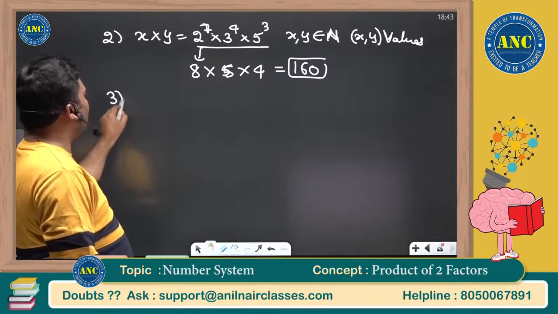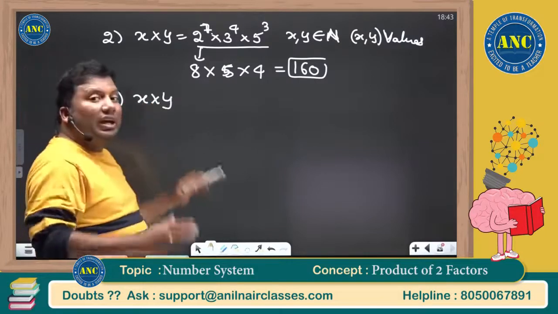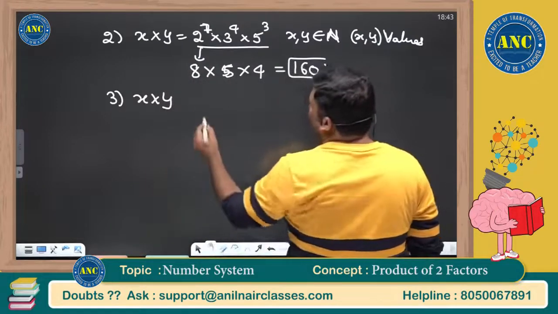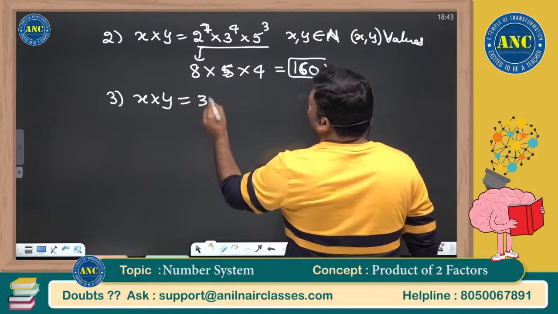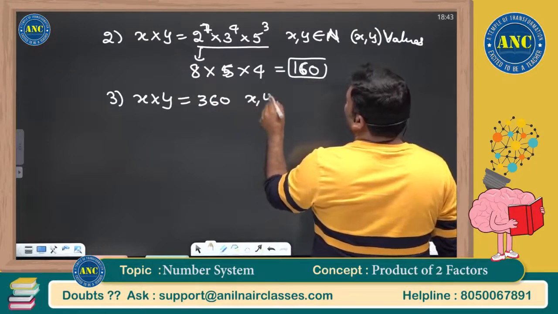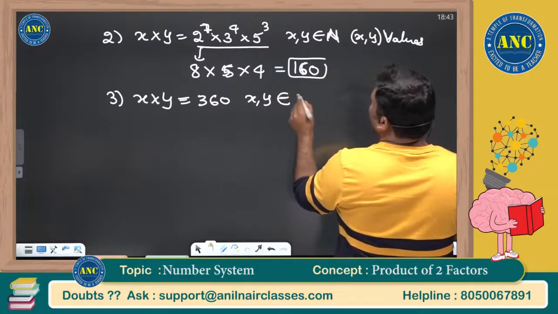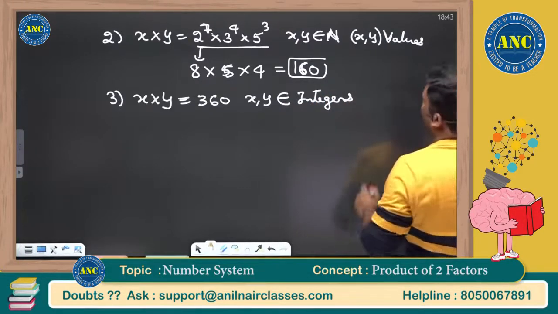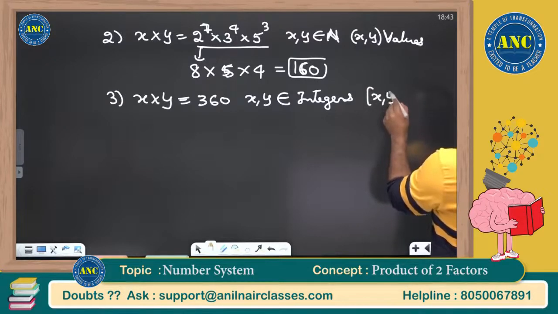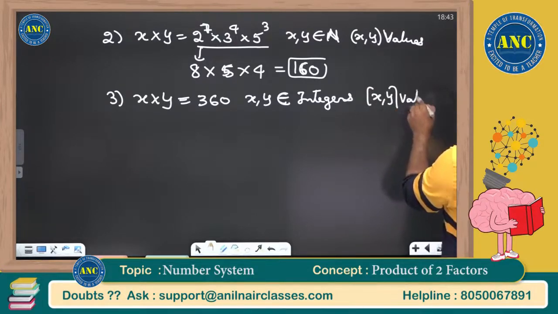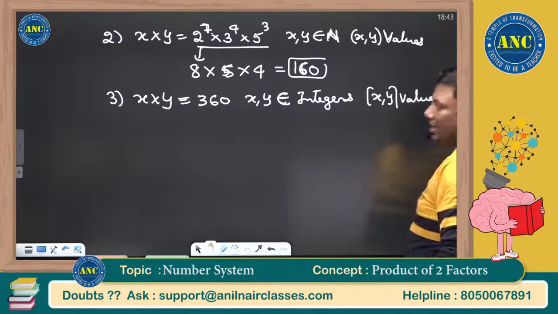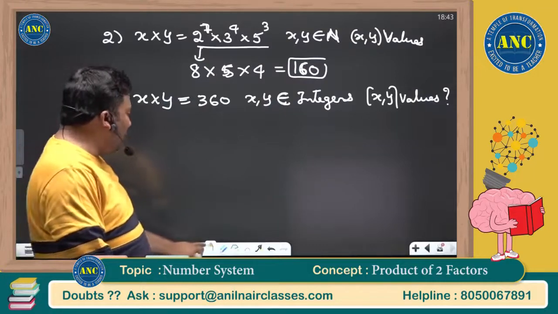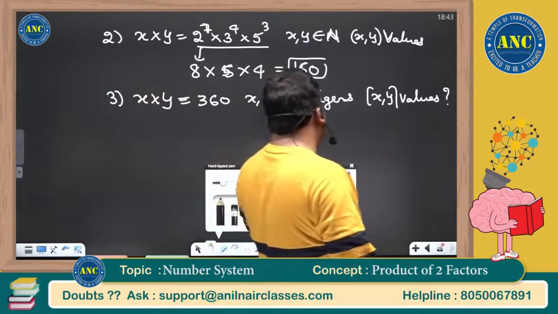Third, I will change the question. If the variables are present in the question, then it is an ordered pair. x into y equivalent to 360. x and y are integers. Now I changed the question from natural numbers to integers. How many values will x and y take which satisfy this equation?